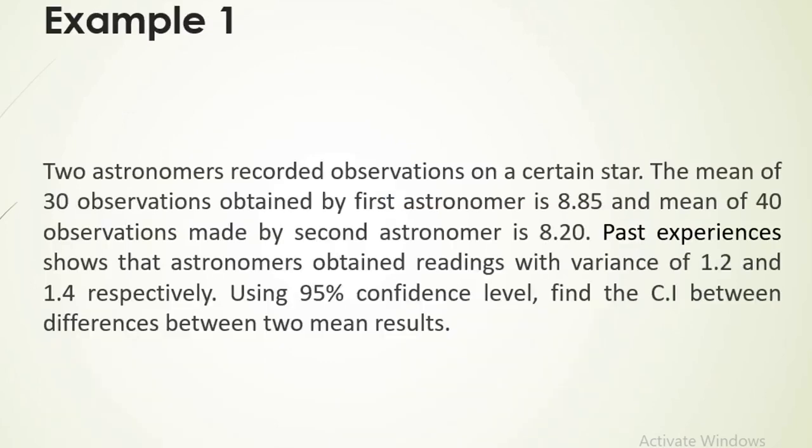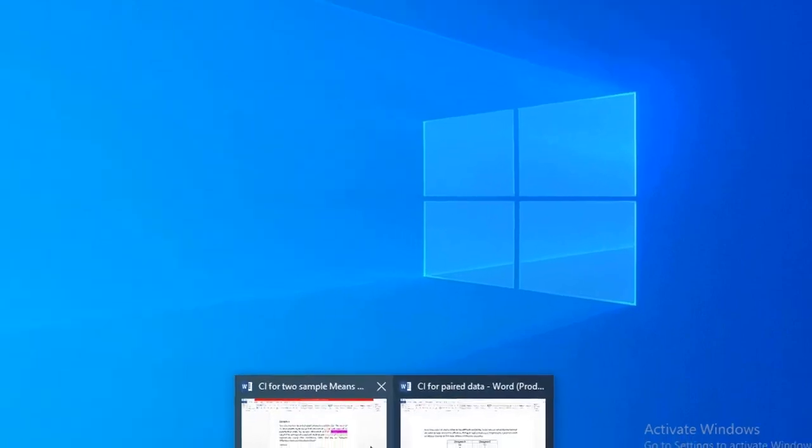Example 1: two astronomers recorded observations on a certain star. The mean of 30 observations obtained by the first astronomer is 8.85 and the mean of 40 observations made by the second astronomer is 8.20. Past experience shows that the astronomers obtain readings with variances of 1.2 and 1.4 respectively. Using a 95% confidence level, we find the confidence interval for the difference between the two population means. So I am taking you to the worked solution.